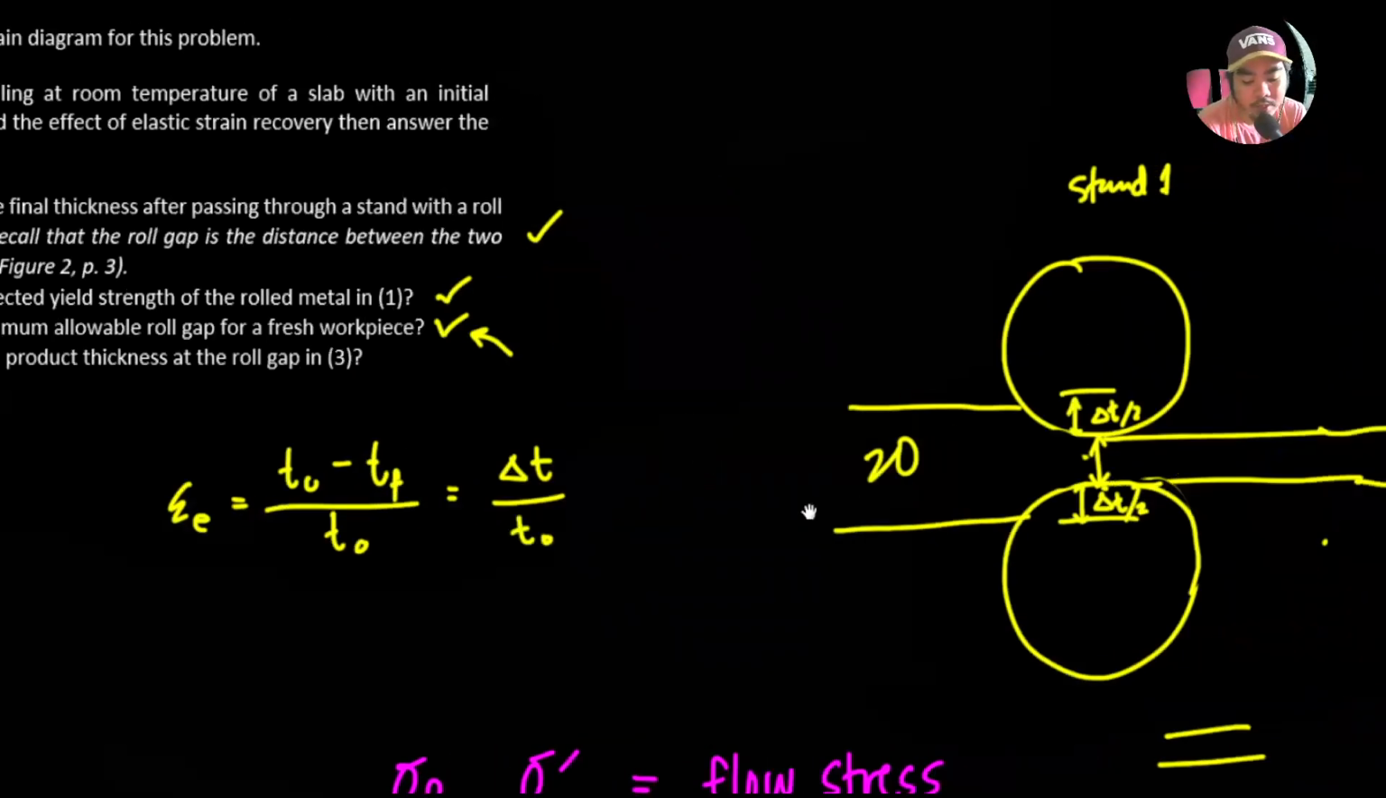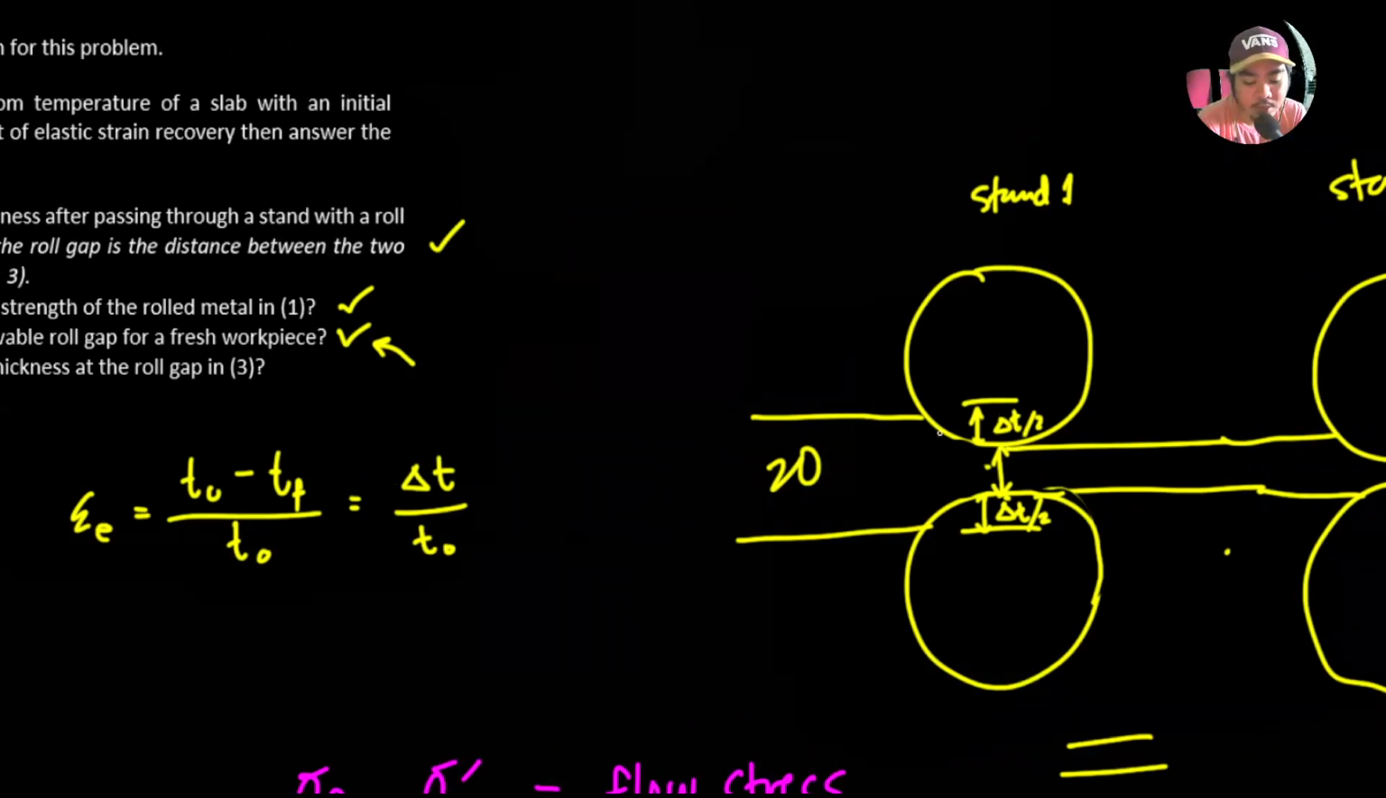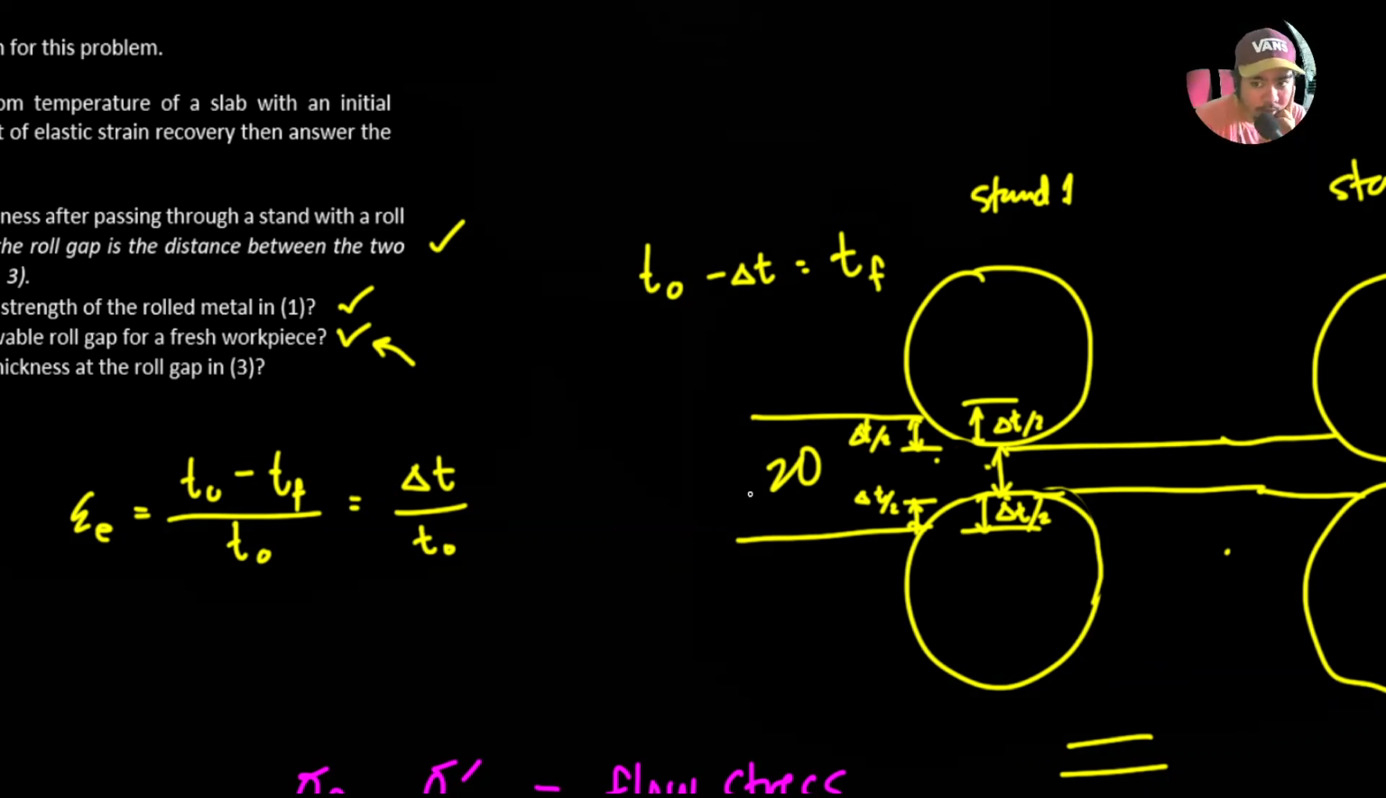Yung delta T natin dito is not this one, no? Kasi ito roll gap to eh. Ang delta T natin is actually itong part na to, kasi dito siya na-deform eh. So nag-decrease yung slab by this amount. And since we assume na symmetrical siya, parang delta T over 2 sa taas, delta T over 2 sa baba. So, yung final height natin will just be equal to T naught minus delta T. Yun yung T final natin. Okay? T final, which is actually siya yung magiging parang gap, no? Tama? Pero this is assuming wala tayong elastic rebound. Tama? Does that make sense?